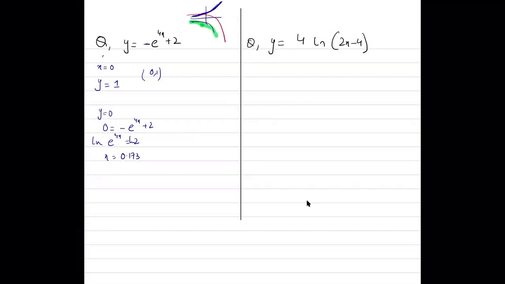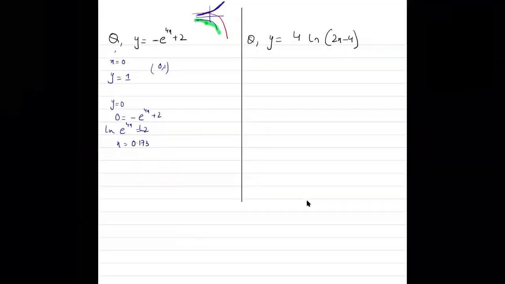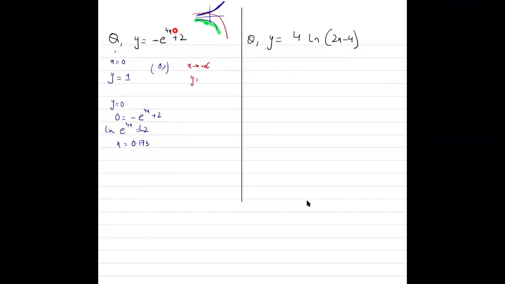Now, you can always understand the graph like this: when x approaches a very, very high value, what will happen to the value of y over here? So as x approaches a very high value, e raised to the power of 4x is going to be a very, very high value. And if I multiply it by minus, then it is very, very negative. Okay.